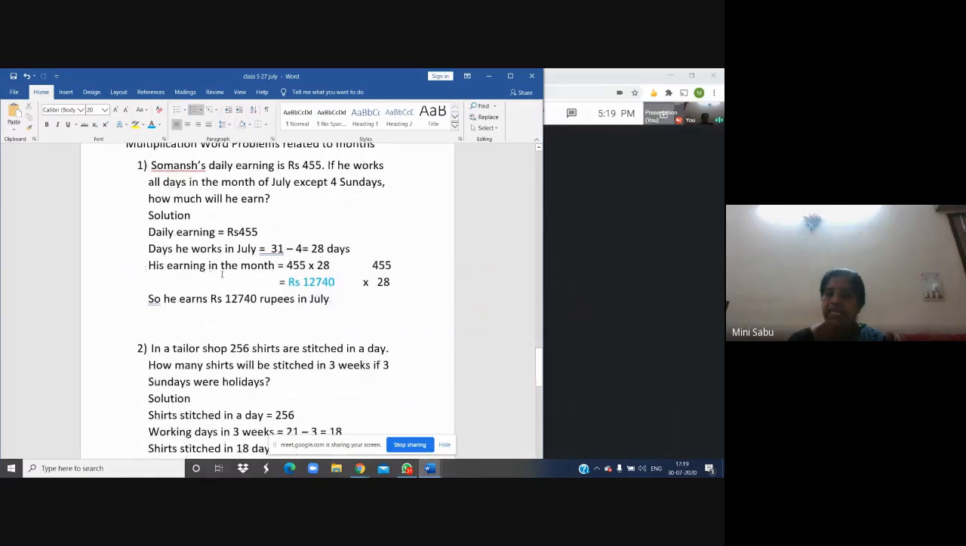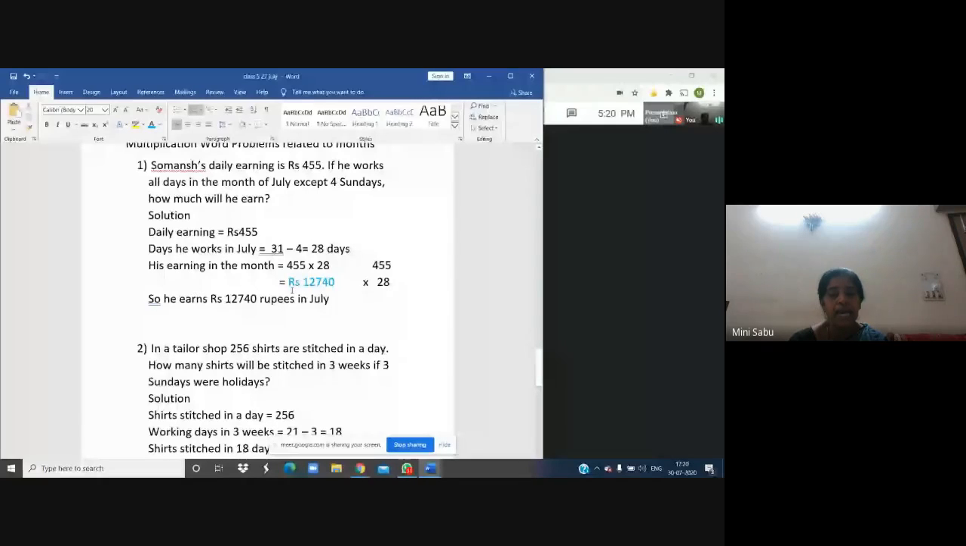So his earning in the month is equal to 455 into 28. 455 into 28 multiplication. You can do it very easily. So I have written this much. Children, you have to complete this multiplication. You know it. So when you do it, you will get this answer. If you get some other answer, you try your multiplication once again and find out whether some mistake is done or not. For your clarification, I have given you the answer. So this part you have to do.